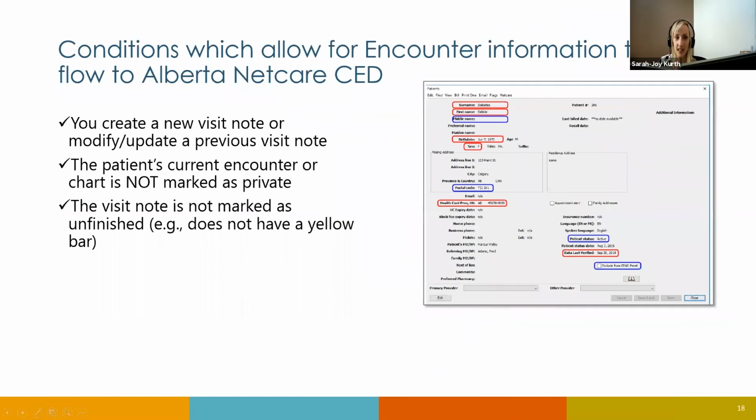And this slide shows the conditions required in the EMR for encounter information in the EMR to flow to NetCare. So all of these conditions must be met before information can flow. So first of all, anytime a new visit note or an old visit note is modified or updated, that new information will flow up to NetCare. You also need to make sure that the patient's current encounter as well as their entire chart are not marked as private. And finally, we need to make sure that the visit notes are marked finished, and that means that they have a yellow bar above them.